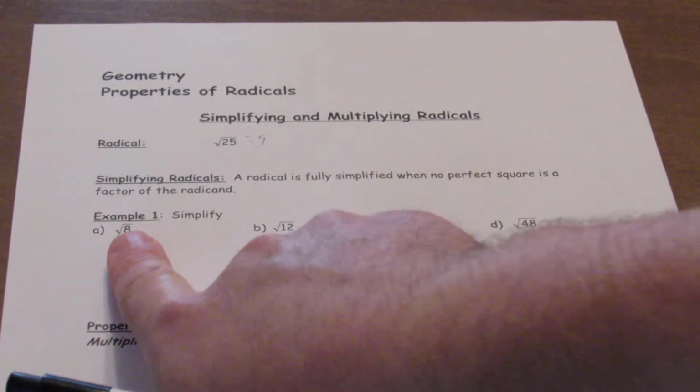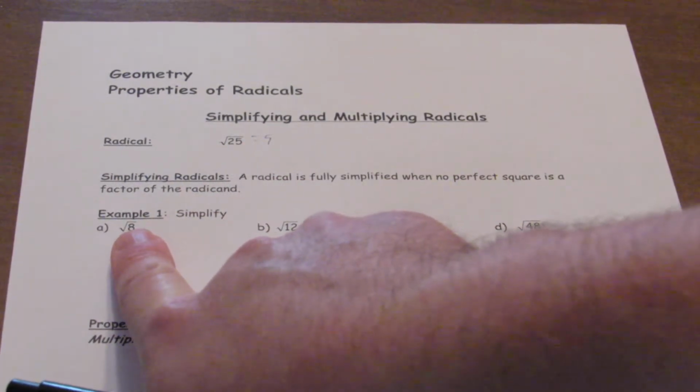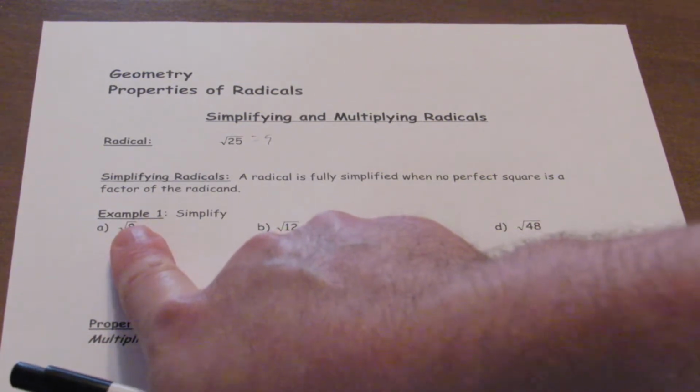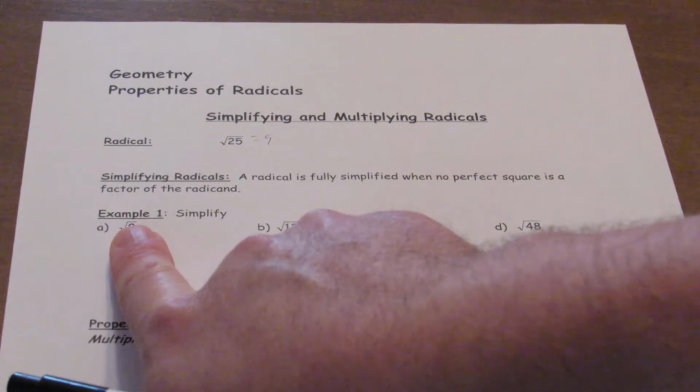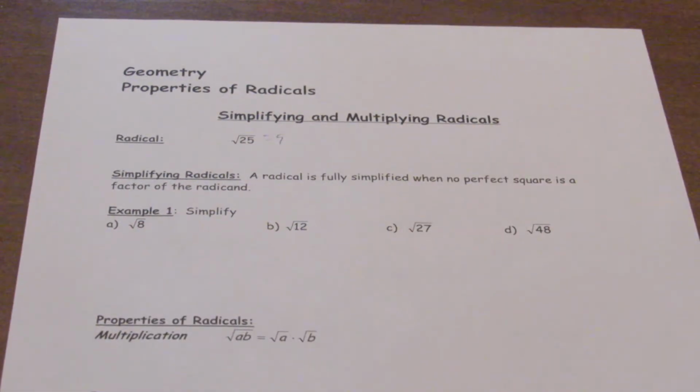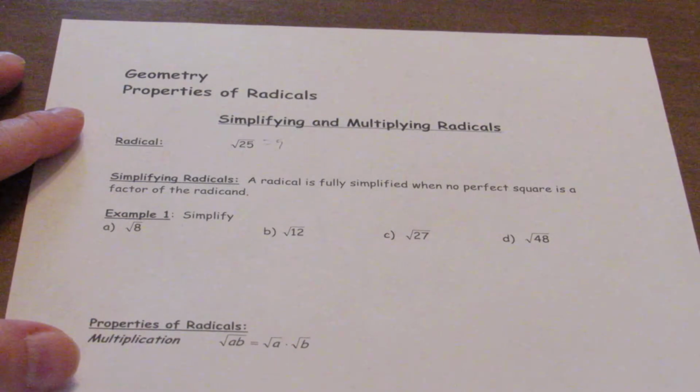Root 8, which we have here, is not a perfect square, because there's no whole number that I can multiply by itself to get 8. Actually it'd be like a repeating decimal if I tried to come up with it. But actually I'm going to use a different number here.